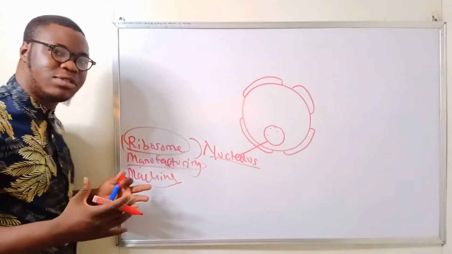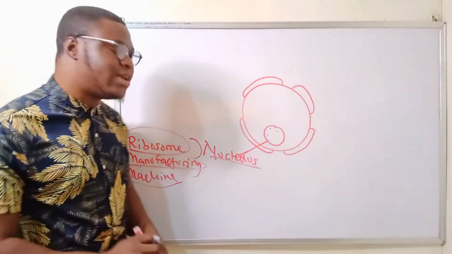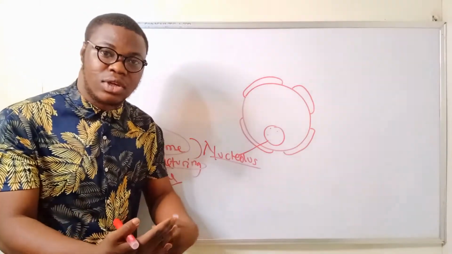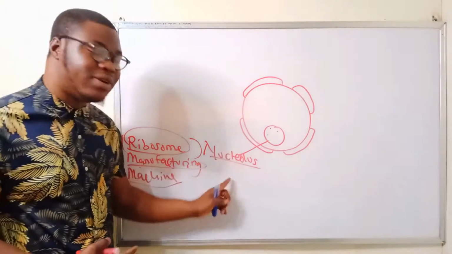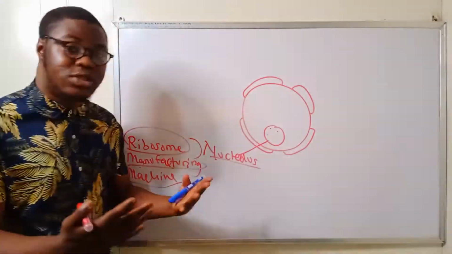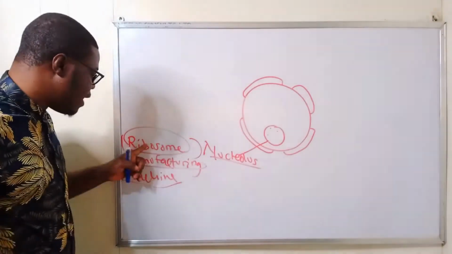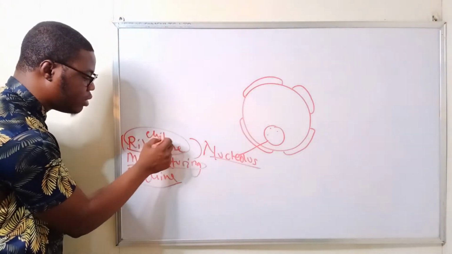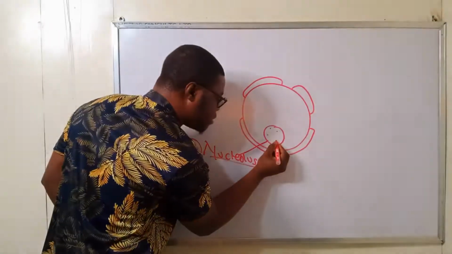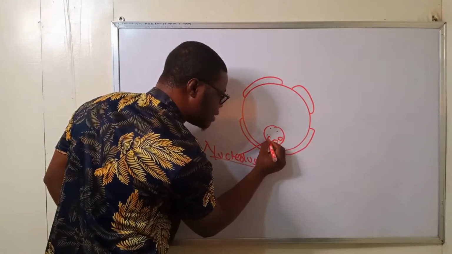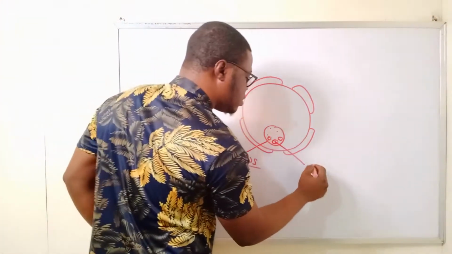Now, the question is, ribosome. Let's make it a kind of relationship between the father and child, or let me say the parents and their children. So this nucleus is the parent, Oni Baba or Oni Iya, or the two at the same time. And then ribosome, Oni Omo, is the child that they give birth to. So it means ribosomes are inside what? Inside the nucleus.